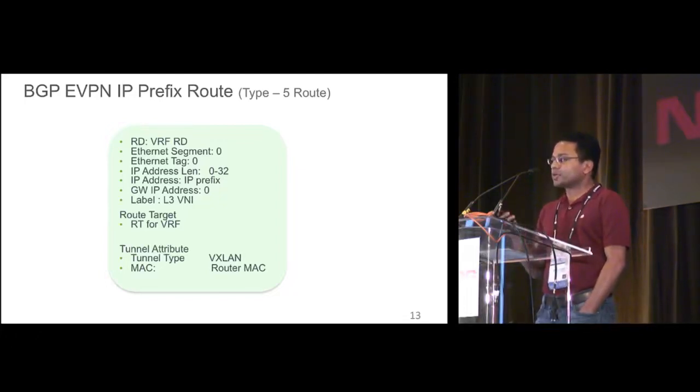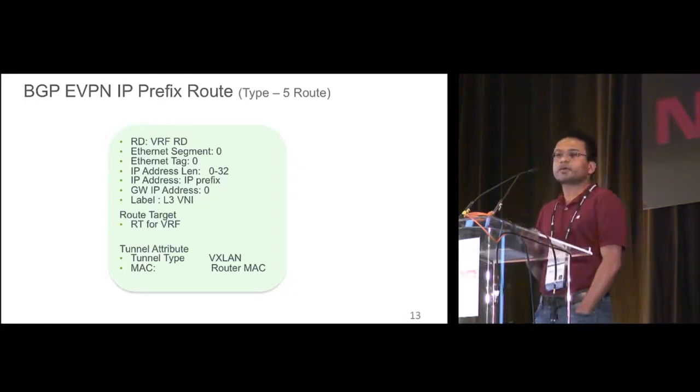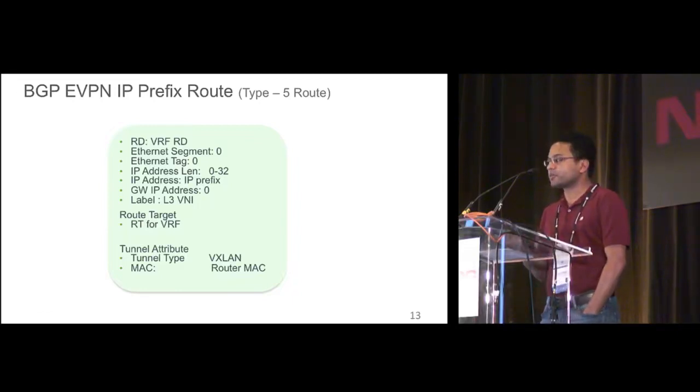So for now, the IP address here, you're talking about connected interfaces. These are not host routes. These are basically addresses which are aggregates or connected routes, which can have multiple hosts lying behind that connected interface. It will have a label, which is an L3 VNI, which points to the VRF, and a route target similar to what we have for type 2, and the same tunnel attributes which we talked about in the earlier type 2 route.